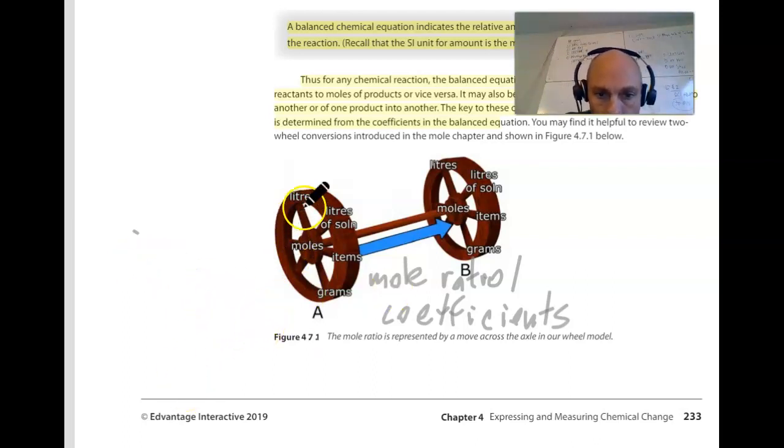And to remind you, within the wheel, to go from liters to moles, assuming that's a gas at STP, that's where 22.4 comes into play. To go between liters of a solution and moles, that's where molarity comes into play. Items to moles, Avogadro's number, and grams to moles or moles to grams, molar mass.